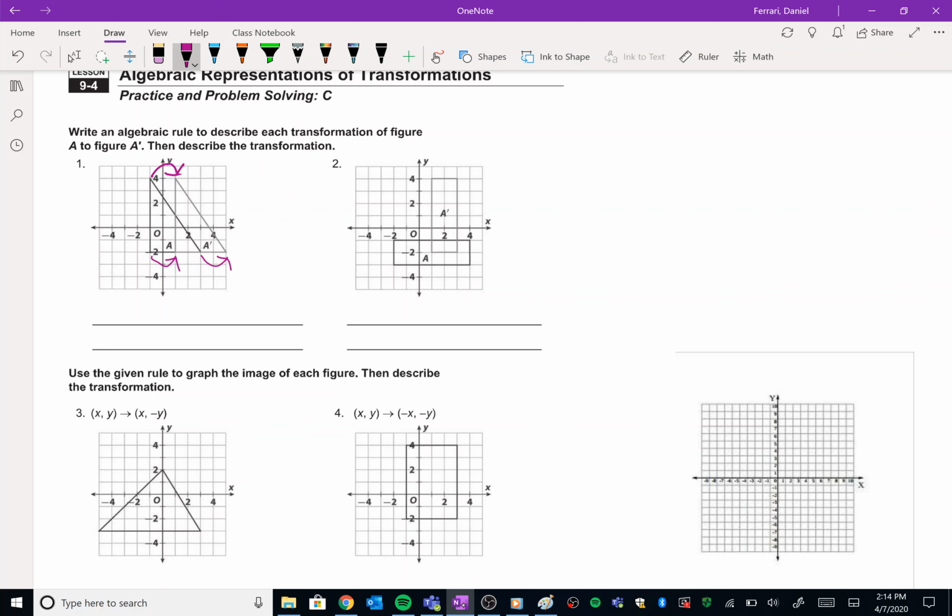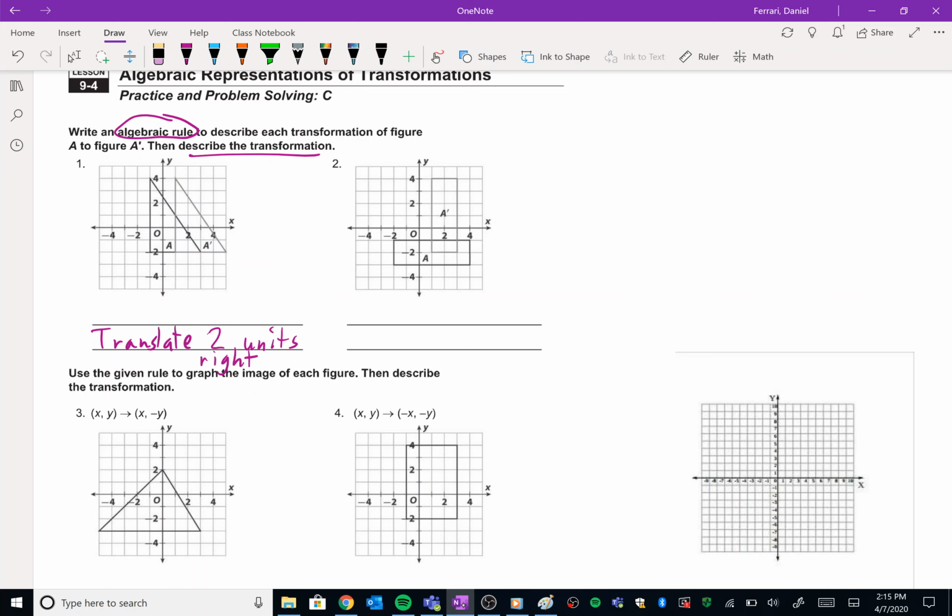The trick is that it wants us to give this as an algebraic rule, and it wants us to describe it. I bet describing it for most of you is going to be easier, so I'm going to do that part first. If we wanted to describe the transformation taking place from A to A prime, that looks pretty simple. It looks like a translation because it's just a sliding. So we're going to translate 2 units right, as in, I'm just going to slide it over 2 units.